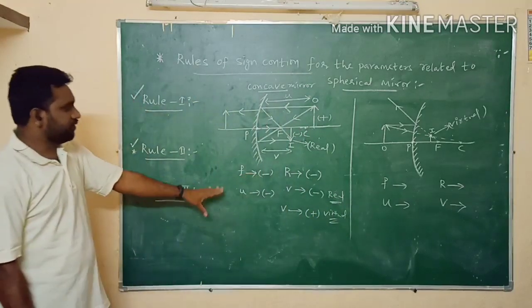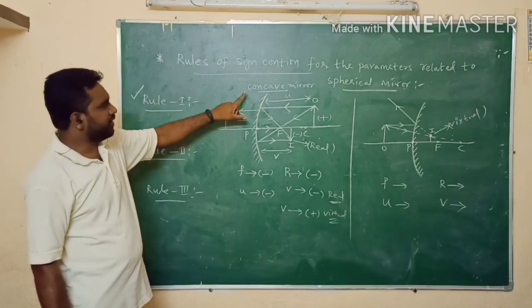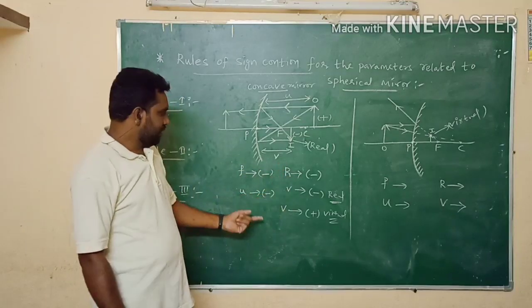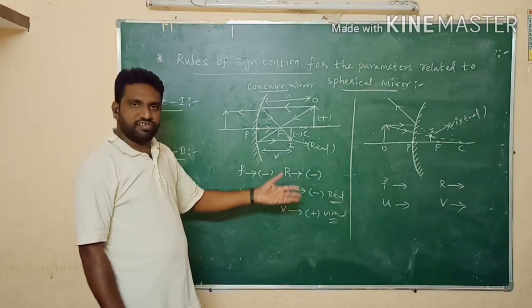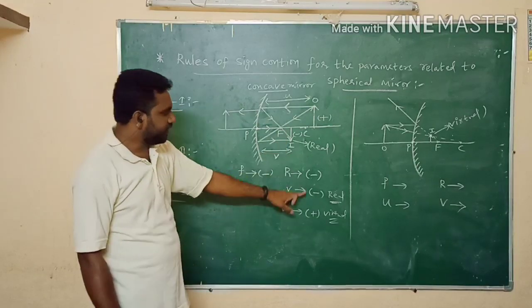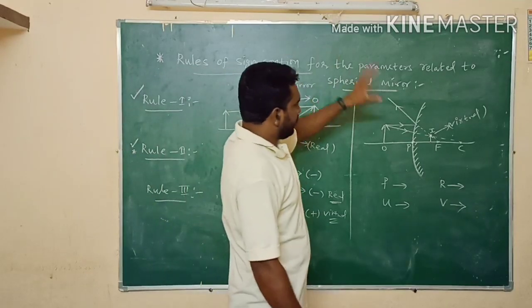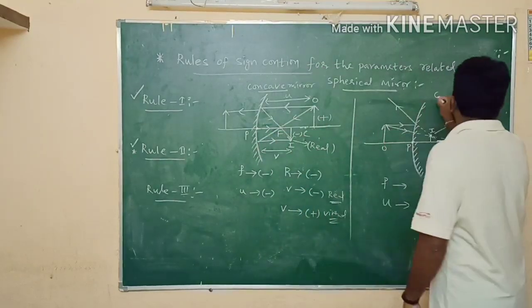So these things you should remember. These are always the same here. Very simple. In case of concave mirror, focal length and radius of curvature are always negative. And distance of object is also always negative. But V value will change. If you get real image, you will get negative value. If you get virtual image, you will get positive value. So now let us discuss these things regarding convex mirror.